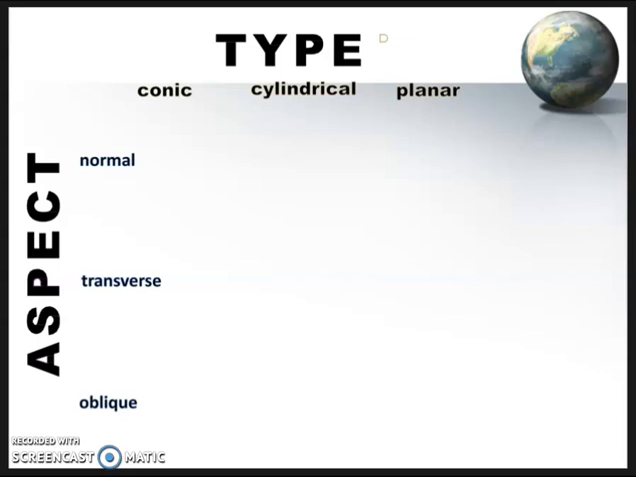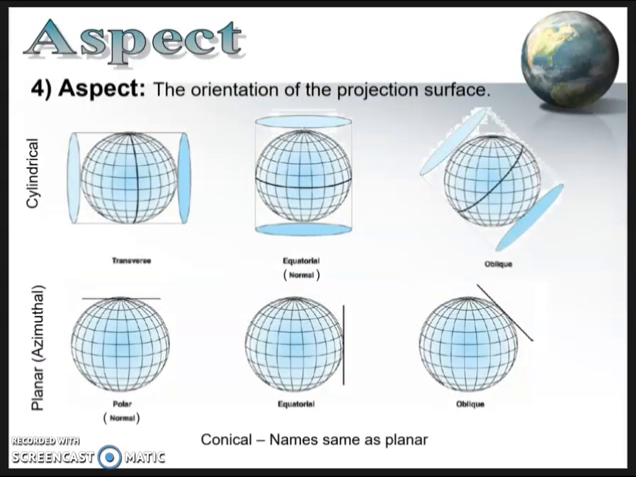So when we're looking at a type of projection, we're talking about conical, cylindrical, and planar. And then when we're looking at the aspect of a projection, we have normal, transverse, and oblique. And we'll go over what those mean in the next few slides. So first we have aspect, the orientation of the projection surface. Aspect refers to the orientation of the developable surface related to the generating globe. Each developable surface has three possible aspects: normal, transverse, and oblique.